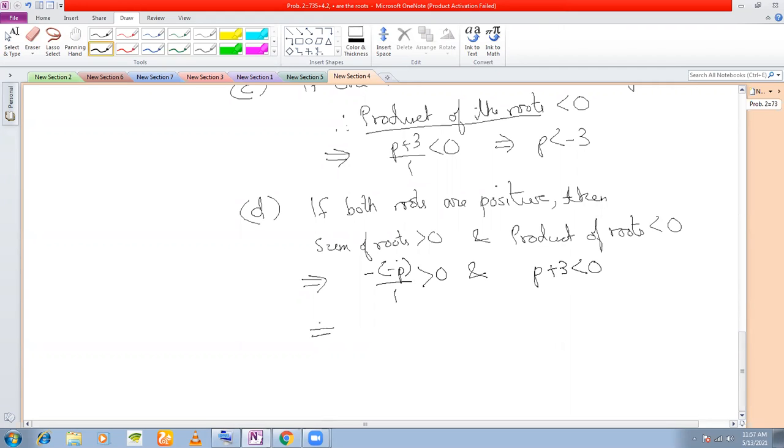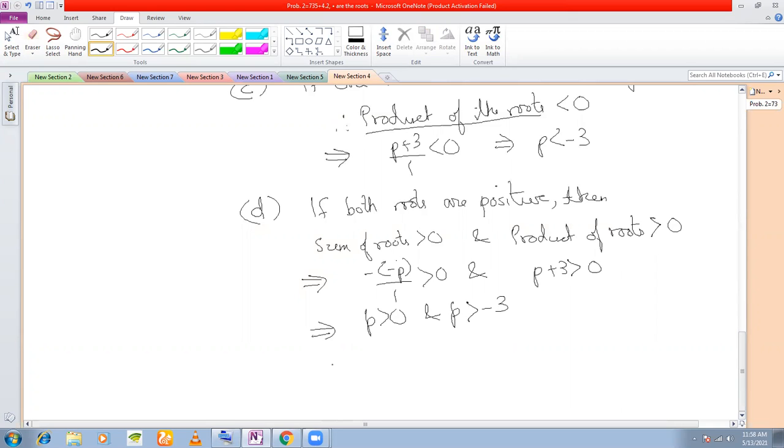So that means you're getting p is greater than 0 and p is less than minus 3. Now, if p is greater than 0 and if p is less than minus 3, this has to be positive. Sorry, I've done the wrong sign. The product of the roots also has to be positive, isn't it?